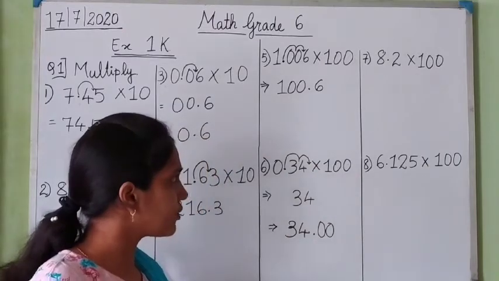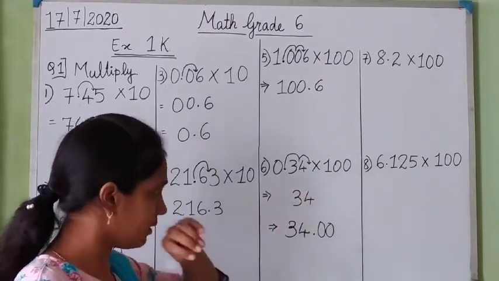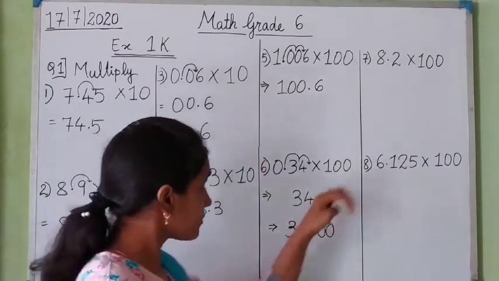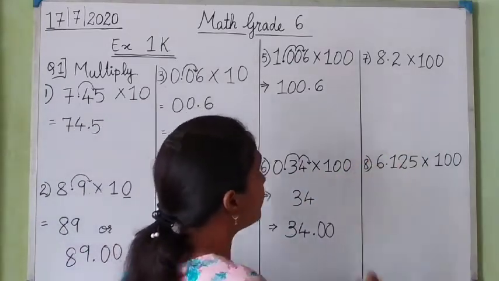Okay? So everyone has understood this? Multiplication by 100. Now the next, seventh example.